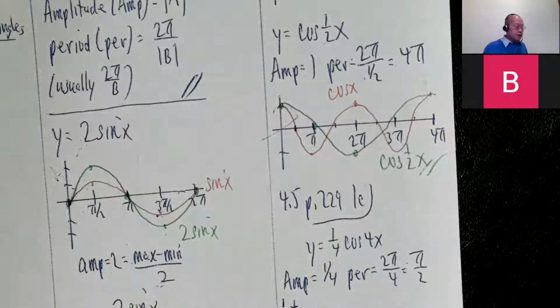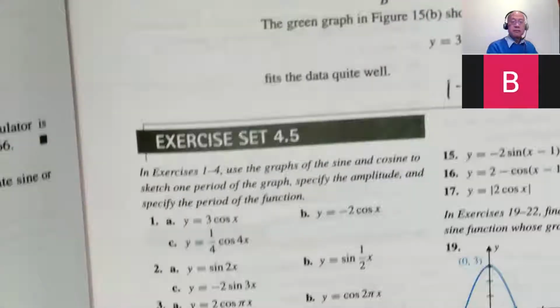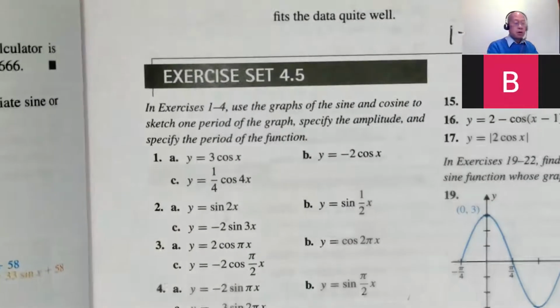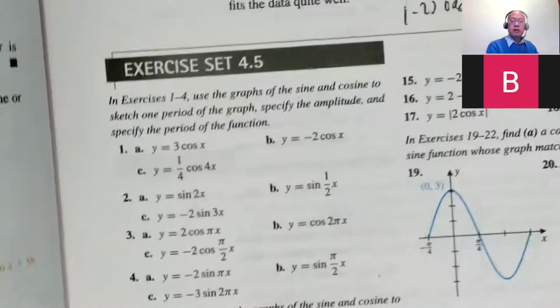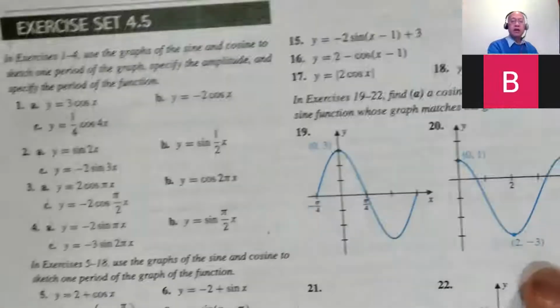So now with that background, we're going to tackle some of these guys here. I don't remember if I showed you this form of the problems. Well, I'll show it to you again anyway. So what do we have? 1 to 25 odd, 35 on page 229.